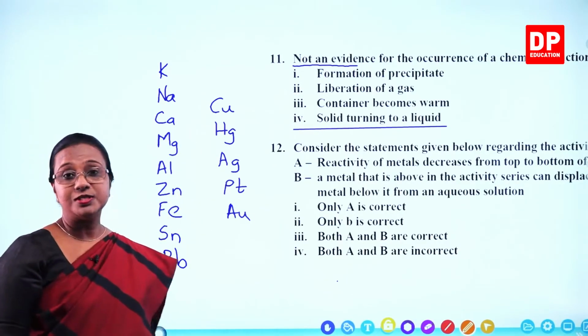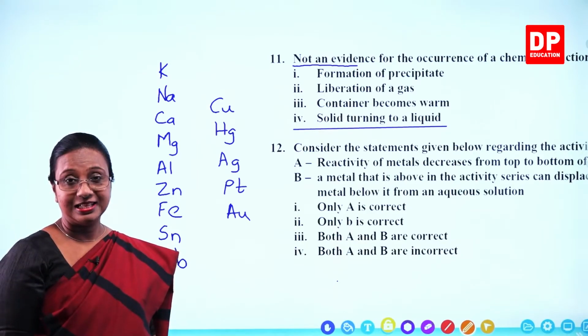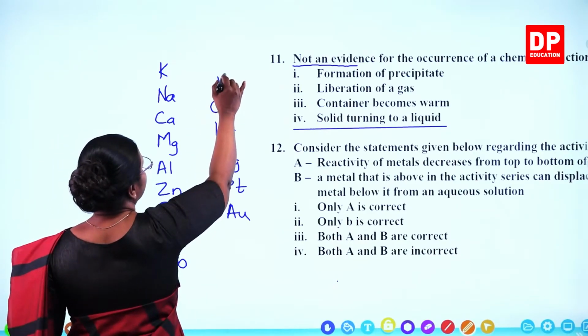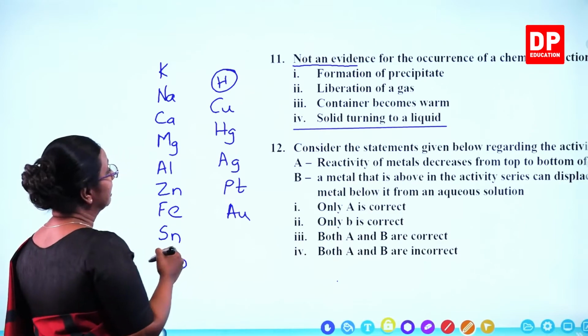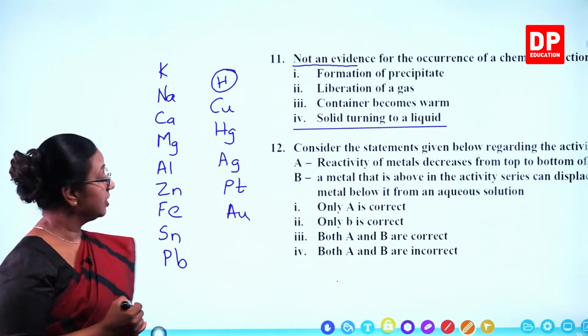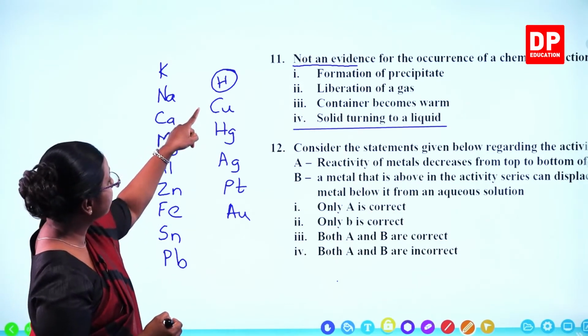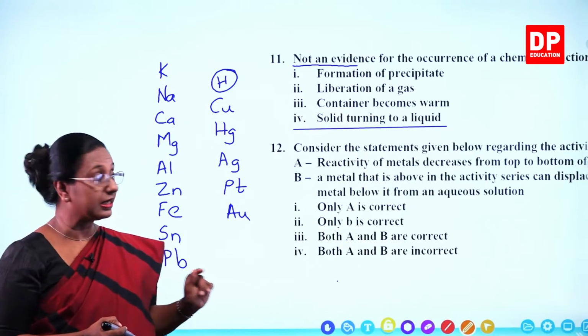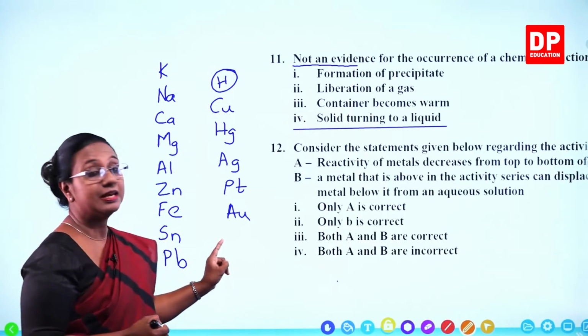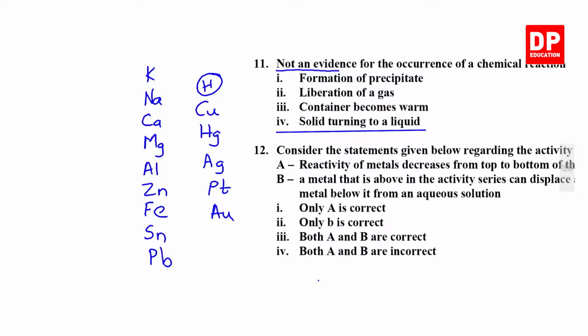Have I left out something? What is that? That is hydrogen. We have hydrogen in the middle for the purpose of comparison. So after lead it is hydrogen. Then we have copper, mercury, silver, platinum and gold. So that is the order of the activity series. You have to remember that.